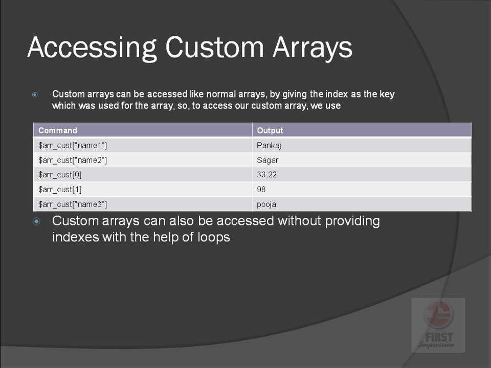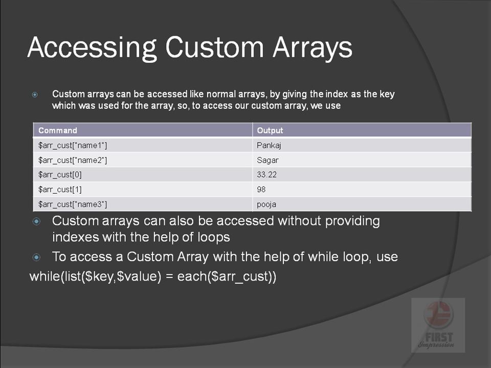You can also access custom based arrays with the help of while loops. To access the array with the help of while loops, you can use while list key value equals to each $ARR cust. We had seen the for each loop in Java. A similar combination of for each loop is over here. It is a while each loop. The while each loop indicates that while you have a key and a value pair in each of the elements of this array, you can print that thing out by saying index as the key and value as the value.